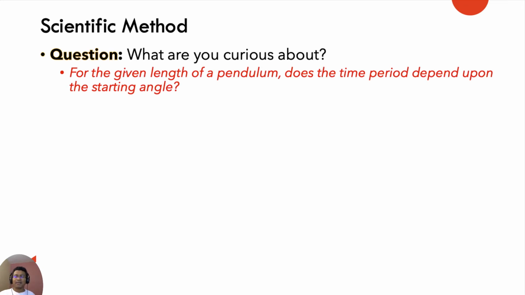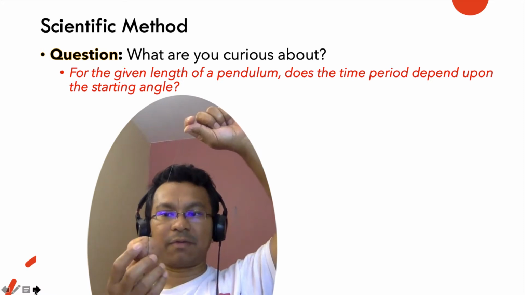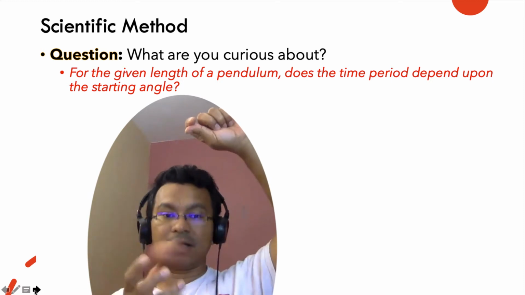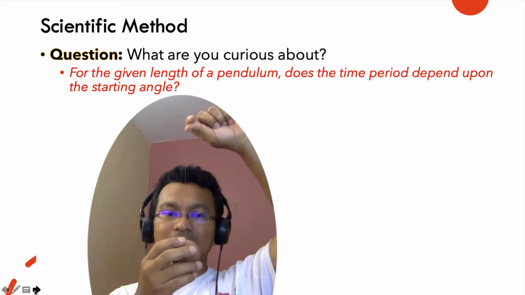We will follow the scientific method for our experimentation. So the first question would be, if we have the potato pendulum, for example, right? This is my potato pendulum right here. For the given length of pendulum, do you think that the time period depends on the starting angle? That means if I start it from here and then count the time period, without giving it a push, just gently releasing it, does the time period depend upon the initial angle?